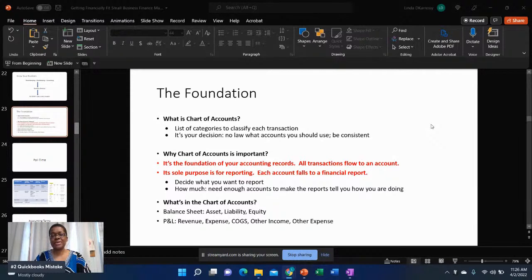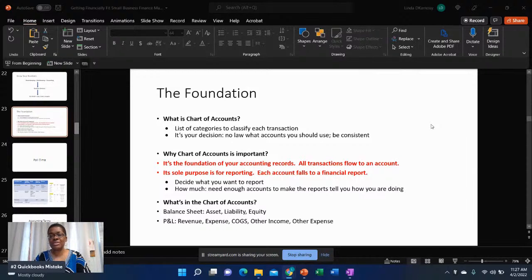So, we're continuing our discussion regarding QuickBooks. The number two mistake we make regarding QuickBooks is the chart of accounts. So, you may be asking yourself, what is the chart of accounts? Quickly, I call the chart of accounts the foundation to good financial statements. It's basically the list of categories to classify each transaction.